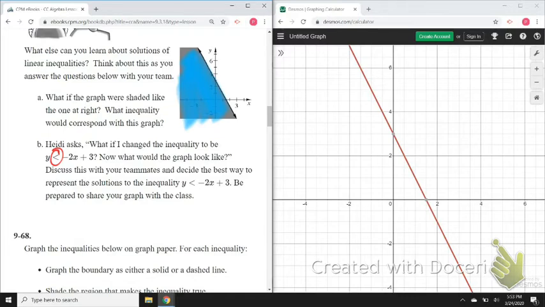Right now would be a great time to pause if you haven't done this problem yet. What would this look like? Now, y is below, less than, so it's going to be below this line. But should this line be the same thing? Should that line change at all? Go ahead and pause it for maybe 30 seconds or so. What would that line look like if it's just less than? Remember, it's not less than or equal to, it's just less than.